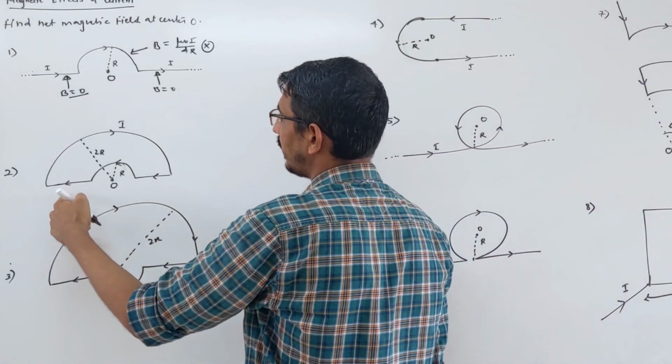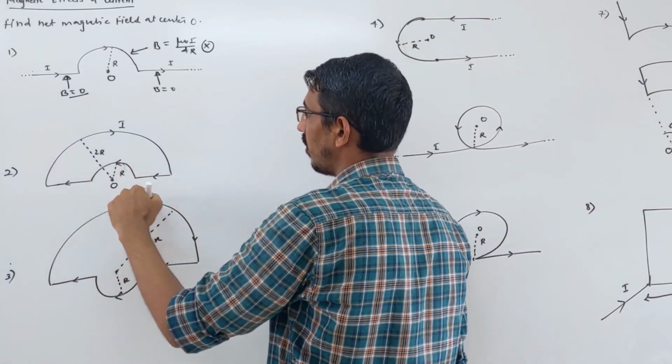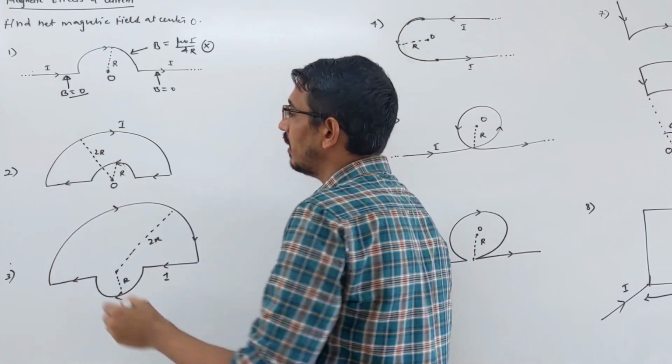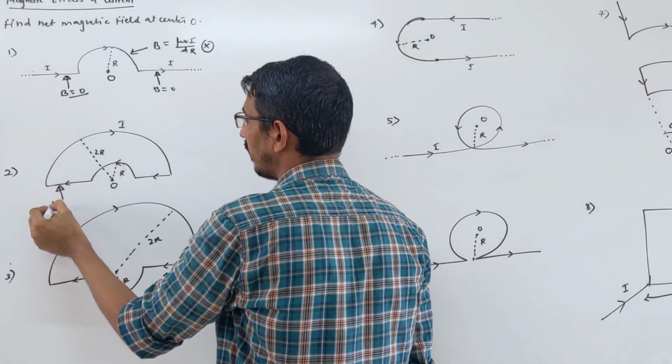In the next picture you see that there is a circular part, another circular part, and 2 straight wires, right? So what is the magnetic field due to this wire? What is the answer? 0.